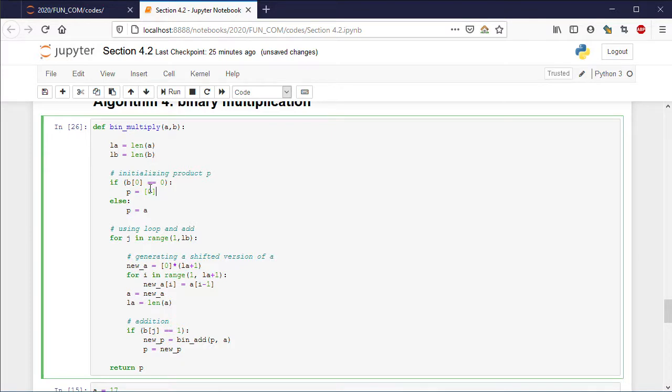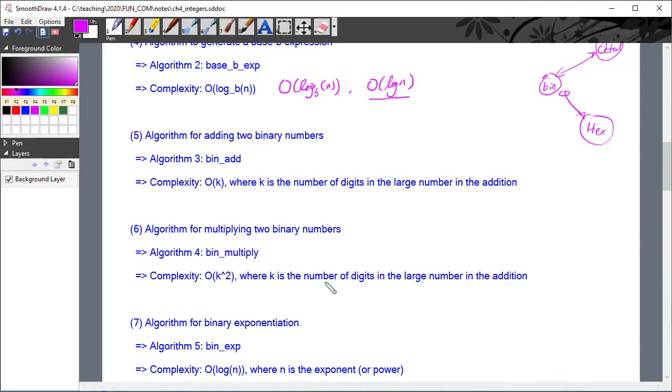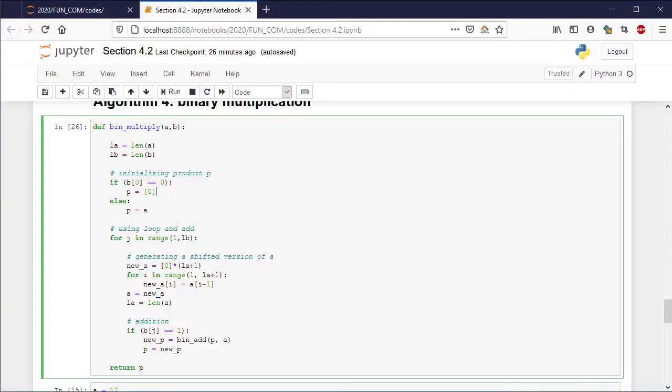So the binary form, when we multiply this A with B0, let's say we have A times B0 equals 0 if B0 equals 0. If B0 equals 1, it is A. So it's a very simple equation, right? So this is the initialization stage.